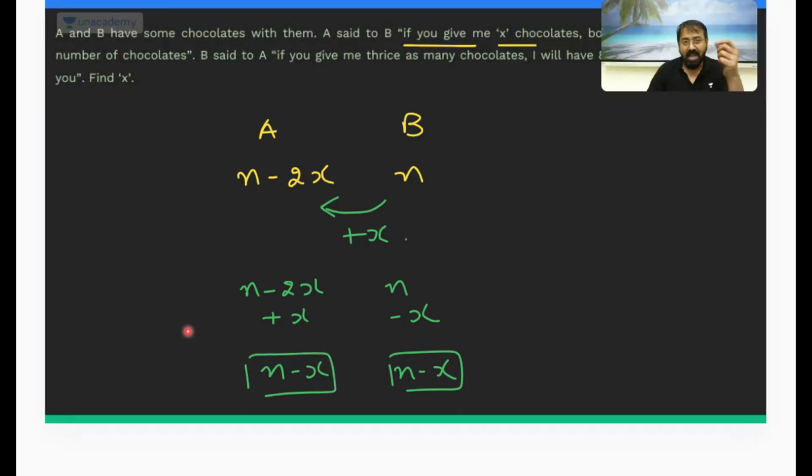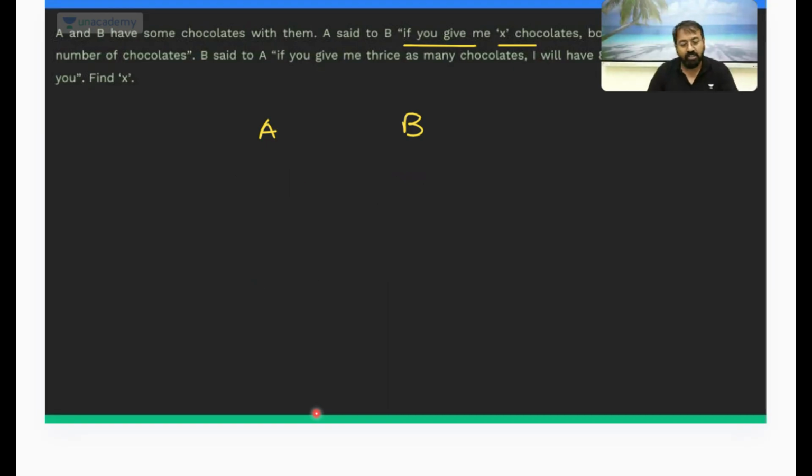Everyone? So when it says that if B gives A X chocolates and both of them will have the same chocolates, that means A has 2X chocolates less than B. So guys, instead of writing this way, we can actually write it this way. Suppose A has N minus X chocolates, and B has N plus X chocolates.